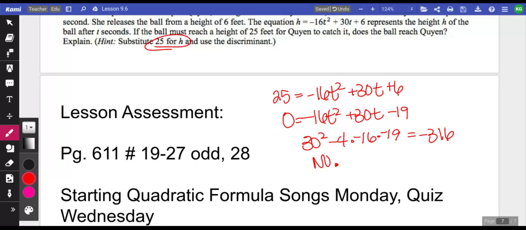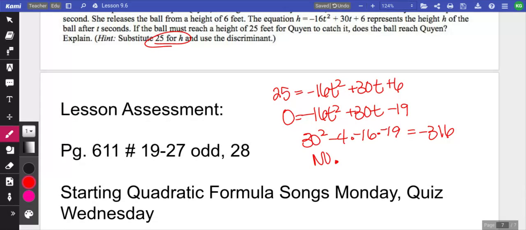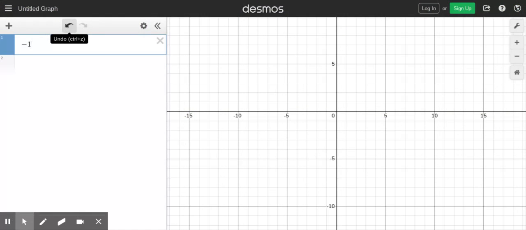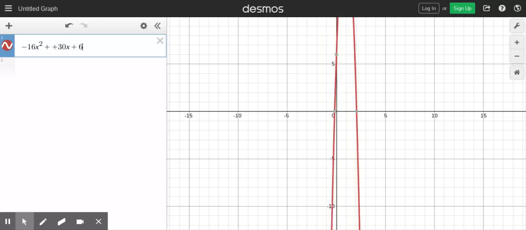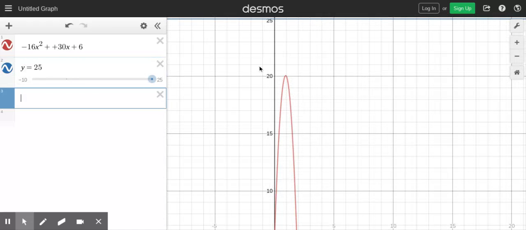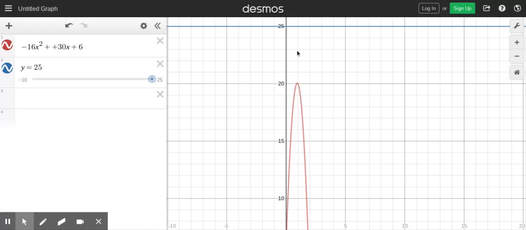The other thing I could do is look at my Desmos or my graphing calculator. And I have this -16x squared plus 30x plus 6. And my other equation is y equals 25. So when I zoom out here, I can see that the ball will only get up to the highest point of 20 feet. It will never actually hit the 25-foot mark. So I know that that is not going to happen.